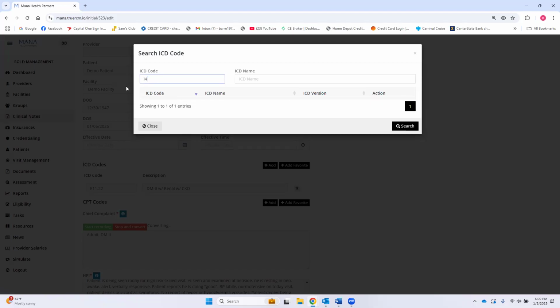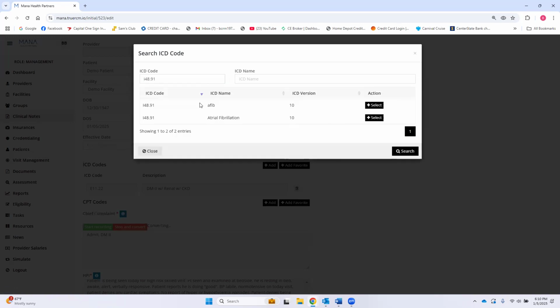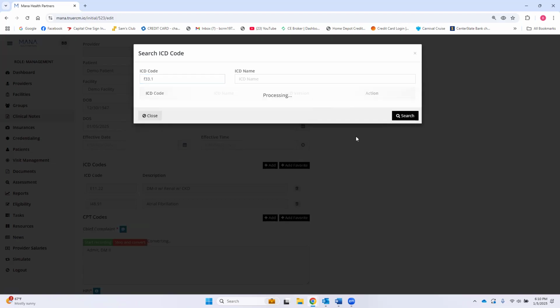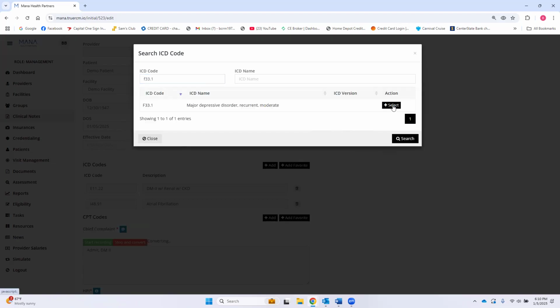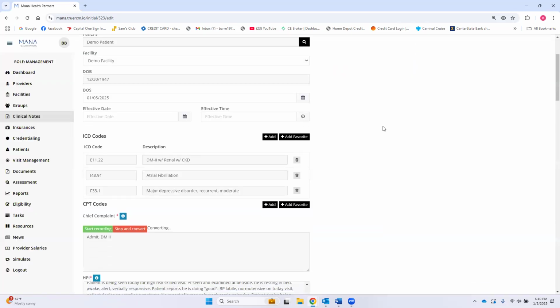Let's say they have I48.91. You can utilize this by searching, and then you're going to pick, they're both the same ICD-10s. This is just how they'll show up on your progress note. So I'll select that. You will continue doing these in the exact order that you put your assessment and plan. And when your list is done, you can X out of this box.